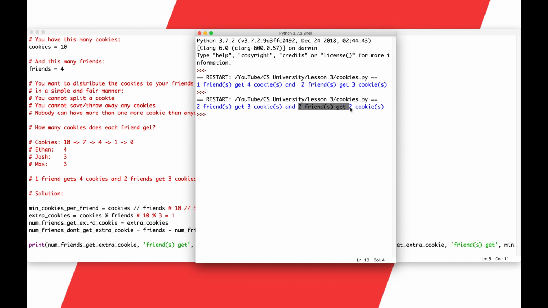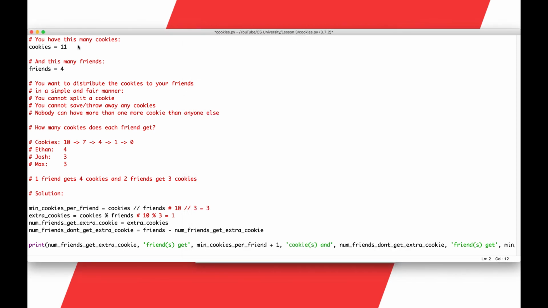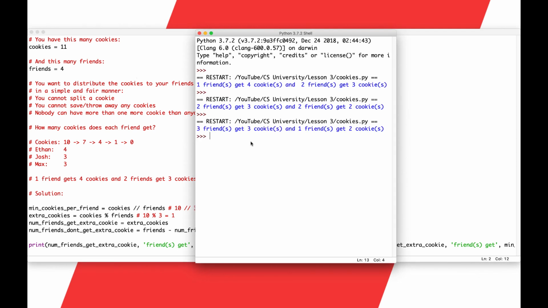I said 2 people get 2 cookies, and 2 people get 1 extra cookie. So this is the right answer, and you can say, okay, this is 4 plus 6 is 10, and we're not breaking any of the rules here, so this works. And you can play around with this. You can change the values. Like, for example, if I put 11 here, it should say 3 people get an extra cookie. So it should be the same answer, but now 3 people get the extra cookie and only 1 person gets the minimum number. So you get the idea.